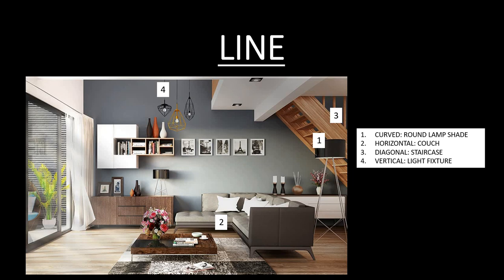So you can see that my number one line is curved and it's the round lampshade. My number two line is horizontal and it's being shown on the couch. My number three line is diagonal and it's found in the staircase. And my number four line is vertical and that is my light fixtures hanging.